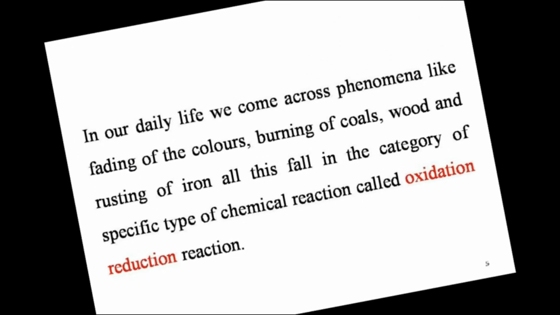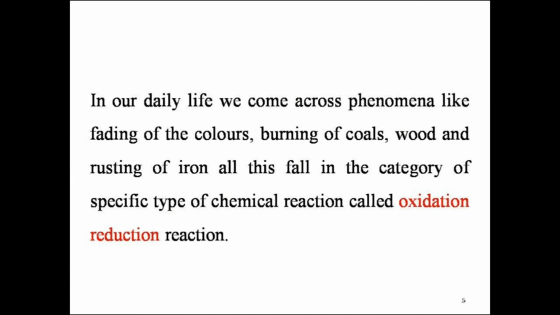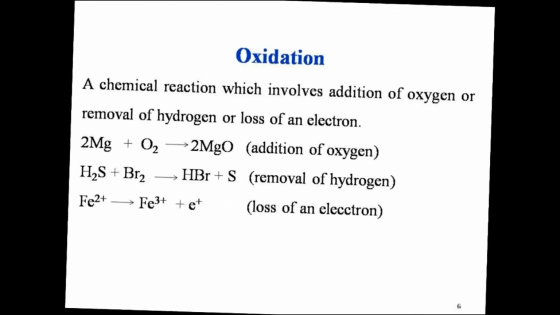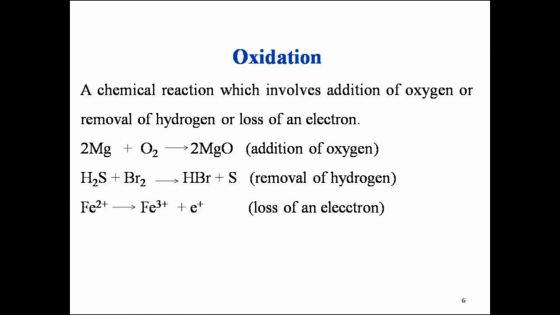And now we are going to see what oxidation and reduction reactions are. In our daily life, you must have noticed fading of colors, burning of coal and wood, and some more things like rusting of iron. All these reactions mainly involve oxidation and reduction. What is oxidation reaction? Oxidation reaction can be defined in this way. That is a chemical reaction which involves addition of oxygen or removal of hydrogen, or loss of an electron. So these three involve oxidation reaction.